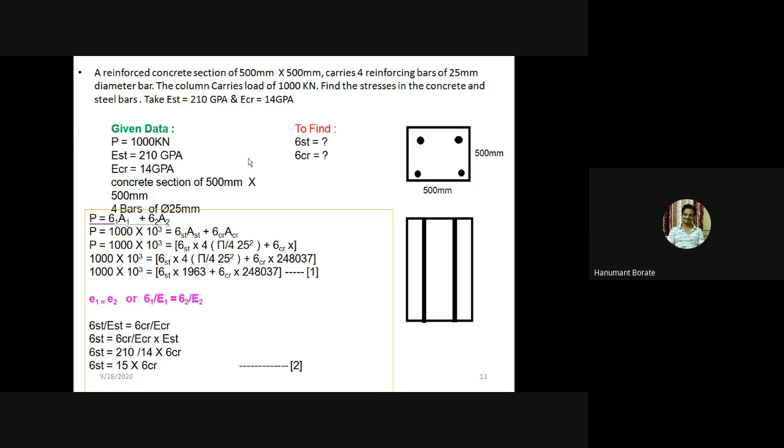So to solve the problem of a composite parallel system, we need to remind these two formulas. First one is P equal to P1 plus P2, and replace that P1, P2 in terms of sigma. And second is strain of both members. If there are 2 members, 3 members, then we need to use e1 equal to e2 equal to e3. So in this way we can solve the problem of composite parallel system.